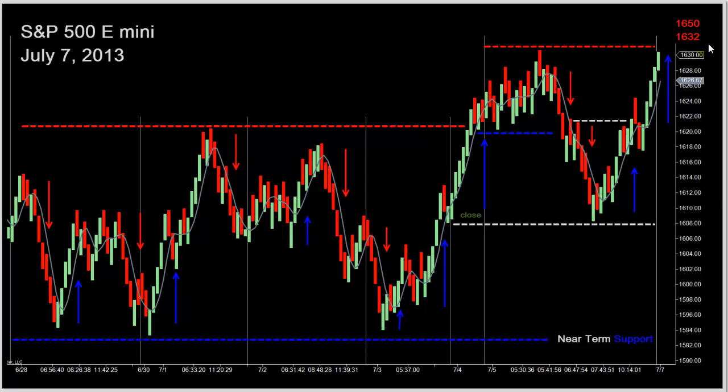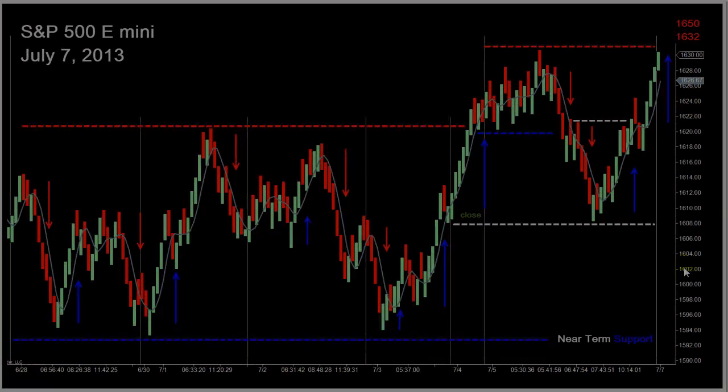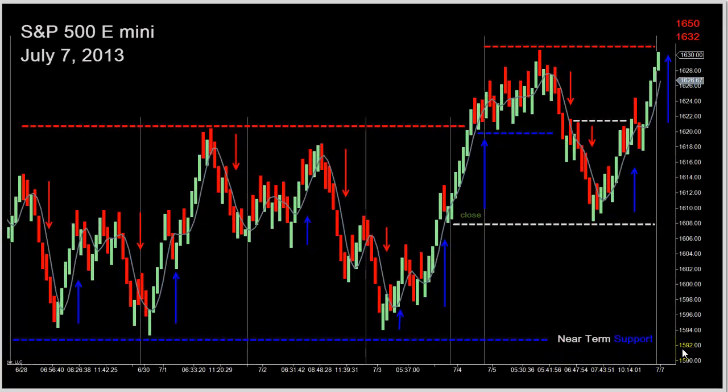Coming into Monday's session, the next resistance level is up at 1650. Near-term support is down at the 1594-1595 price level. The minor support level would be at 1608.